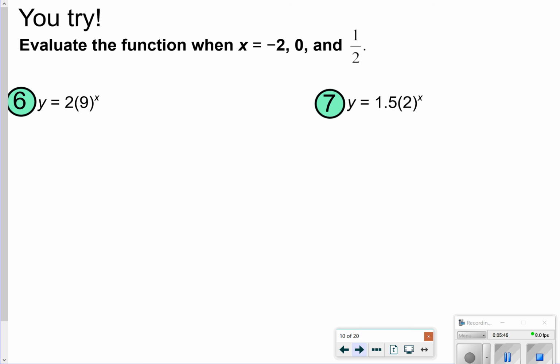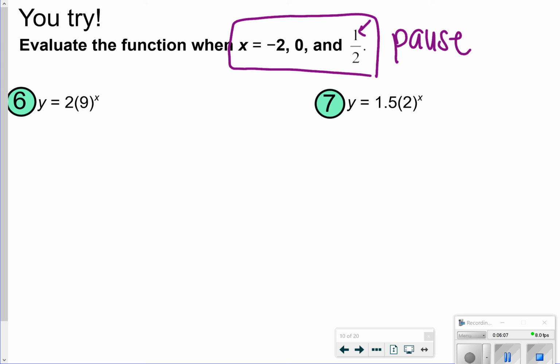So here are 6 and 7. These are the last two in your notes. Again, these have 3 different values. Let's go ahead and try it when x is -2, 0, and 1/2. And then once you're done, click play to check your work. Notice that 1/2 is going to change it to a radical. So let's go ahead and pause here for now.